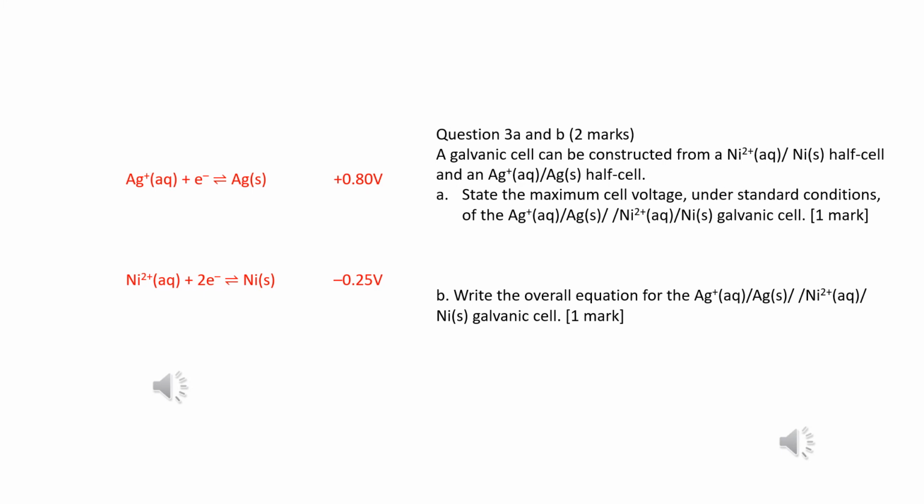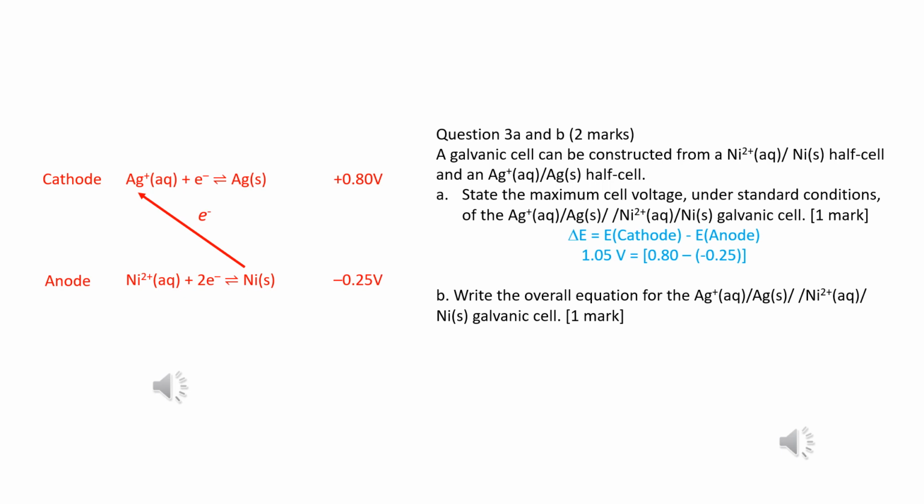The standard electrical potential of silver ions is higher than that of nickel ions. So, the cathode is the silver ion/silver metal, and the anode is the nickel ion/nickel metal. In this cell, silver ion is an oxidizing agent and silver ions gain electrons from the reducing agent nickel metal. The cell voltage is calculated by E cathode minus E anode. The answer to part a is 1.05 V.